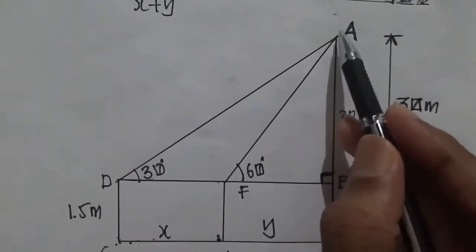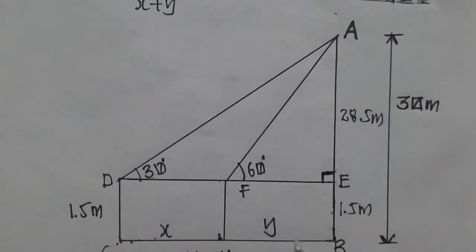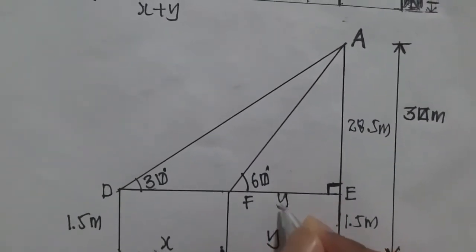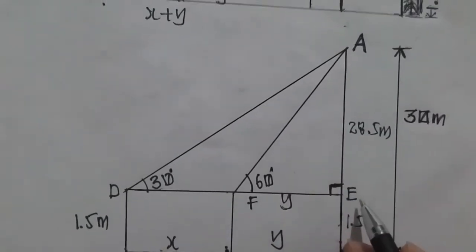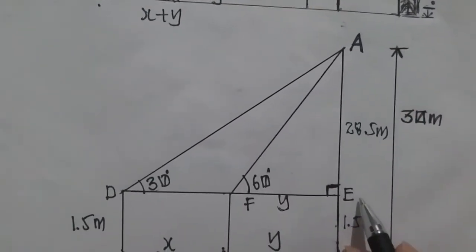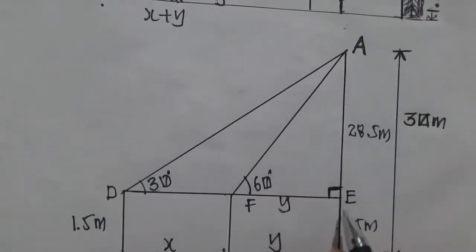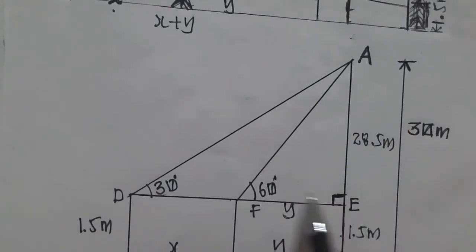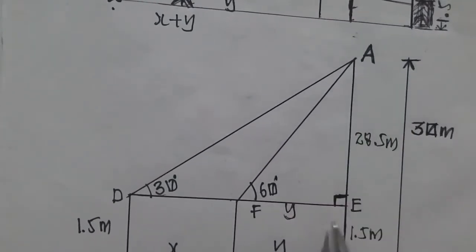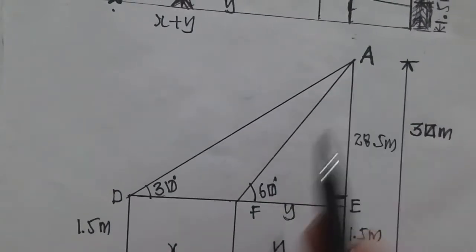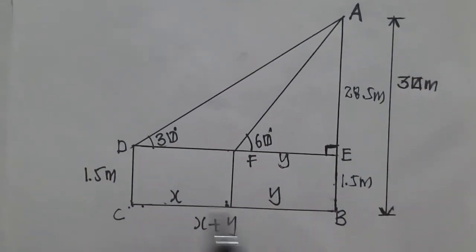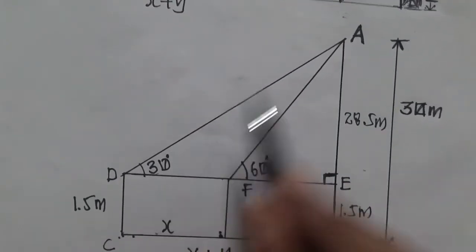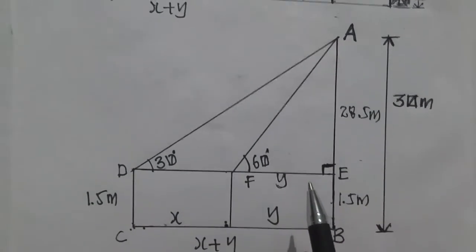To prove the problem, first I will take triangle AEF. Here EF is y and AE is 28.5. Now one right angle triangle is AEF, another right angle triangle is AED. Here ED is equal to BC, so ED is equal to x plus y, where AE is equal to 28.5. These two right angle triangles I will draw separately and prove the problem.